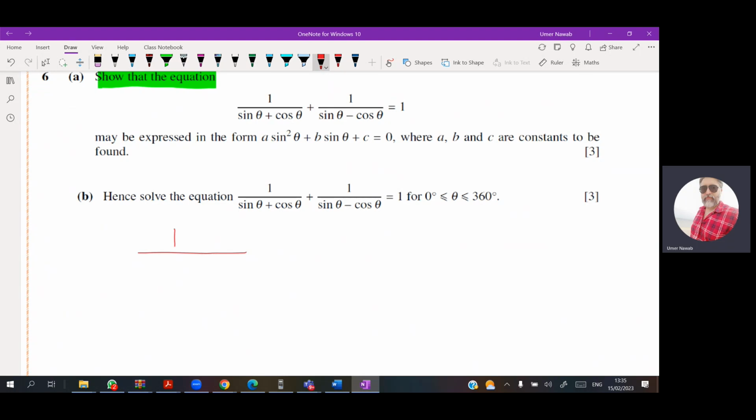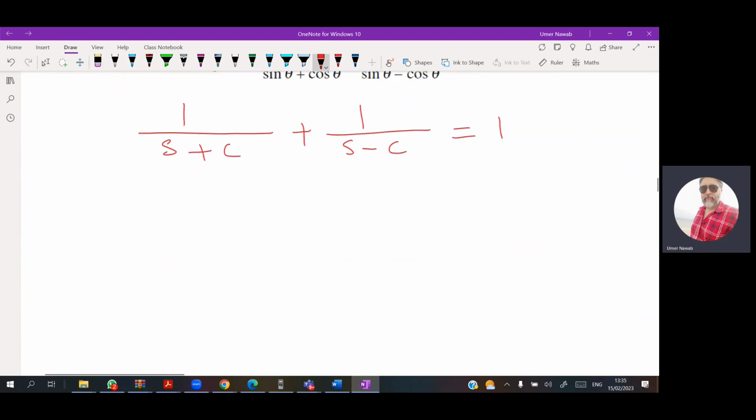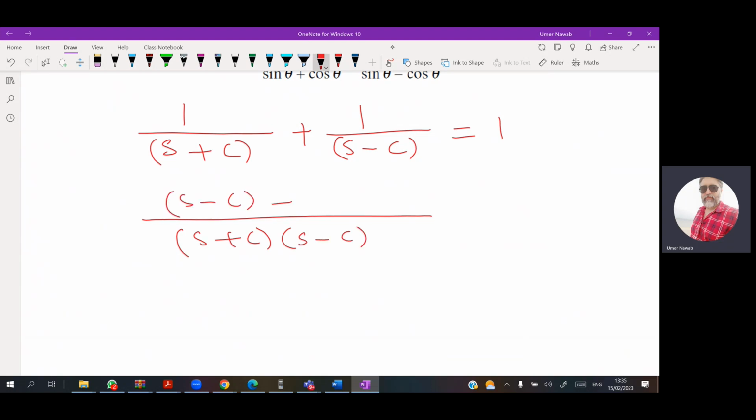For the sake of simplicity, I'm going to write sine theta as S and cosine theta as C, so that the algebra looks simple to me. So S plus C plus 1 over S minus C is equal to 1. I'm trying to simplify this. I'm going to have here S plus C and S minus C, S minus C here plus S plus C is equal to 1.